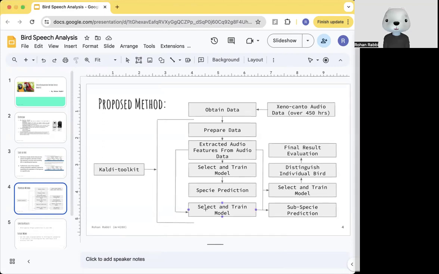Due to limited time availability, for the rest of the methods, we run the same repetitive steps: select and train the model to carry on to subspecies prediction, and then repeat again, select and train the model to distinguish individual birds, and hopefully we get our final result, able to distinguish birds in certain areas.